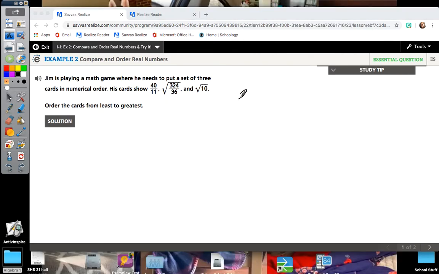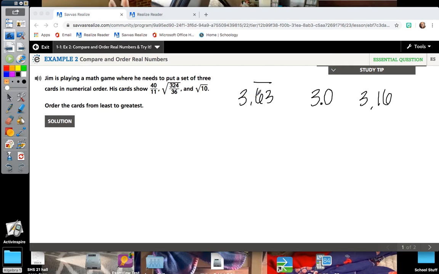3.63 repeating, 3, and I'm going to round the last one off to 3.16. So, least to greatest, which one is the lowest? We look at our decimals. They all start with 3, so that doesn't help us. But this one right here, it's not a decimal, but it does have a number after it. If there's nothing there, it's going to be 0.